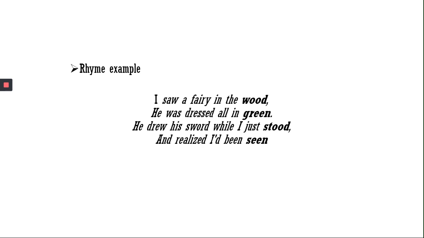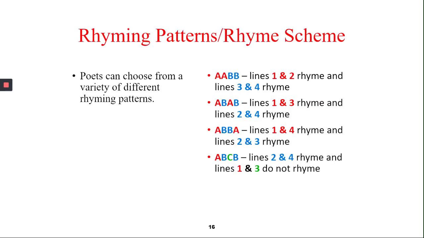And then line 2 and line 4 have the same structure or same spelling, just changed in some letters. So we have different variations or various patterns for rhymes. We call them rhyming patterns or rhyme scheme. We have AABB, wherein lines 1 and 2 rhyme and lines 3 and 4 rhyme. Second pattern will be ABAB, lines 1 and 3 rhyme and lines 2 and 4 rhyme.